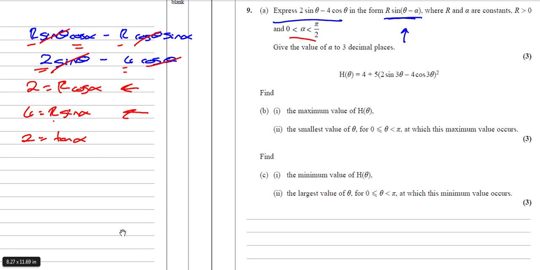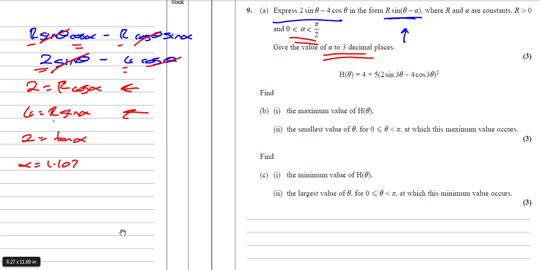Here we've got to make sure our calculator is in radians, so switch your calculator to radians. And we do the inverse tan of 2, and we get alpha equals 1.107. That was just the value of alpha.